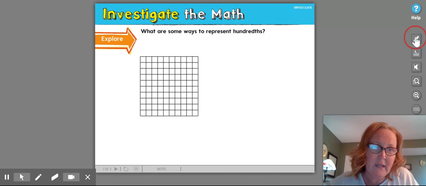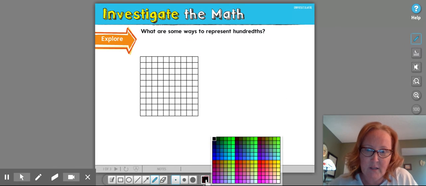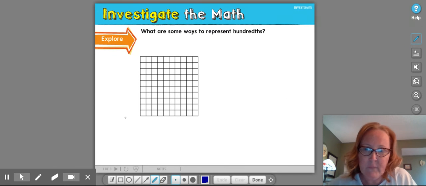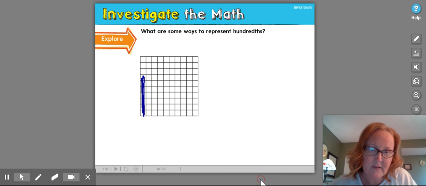And so really quickly, I'm going to go ahead and color in a number. I'm just going to color this in, pretend I did a really good coloring job for you, okay? And then we're going to talk about the ways that you can represent these hundredths, okay?